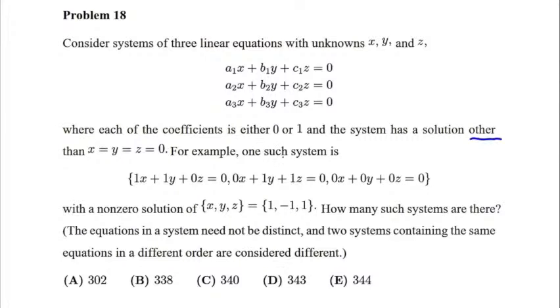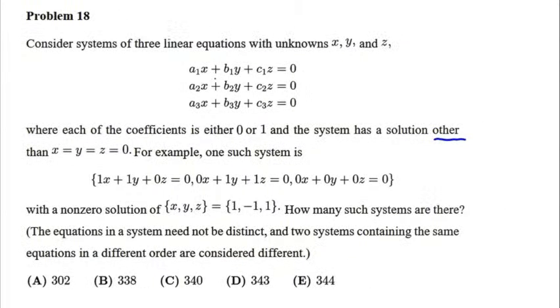Other solution. For example, one such system is this, and it says, for example, here a1 is 1, b1 is 1, c1 is 0. And it says that if you replace x, y, z with 1, negative 1, 1, x is 1, y is negative 1, z is 1, then it is another solution of this equation. How many such systems are there? The equations in a system need not be distinct, and 2 systems containing the same equations in a different order are considered different.